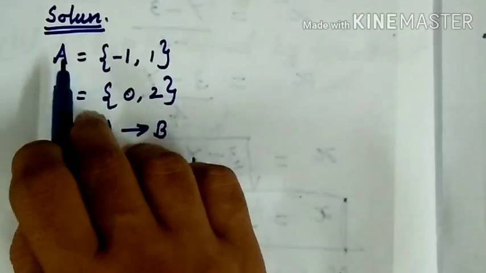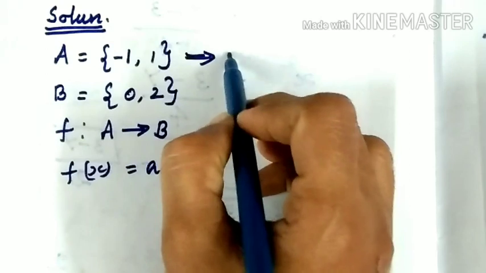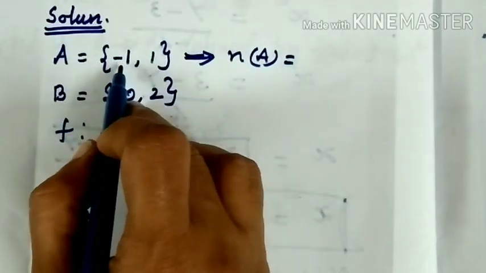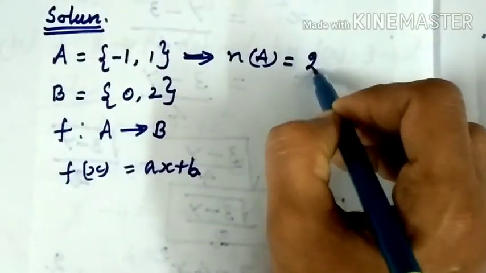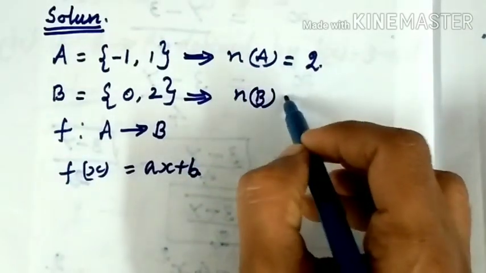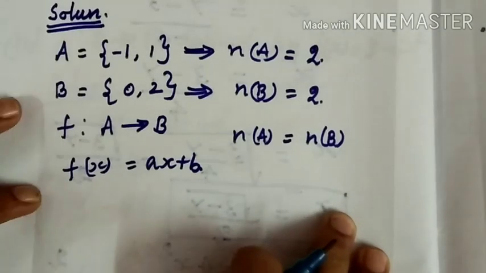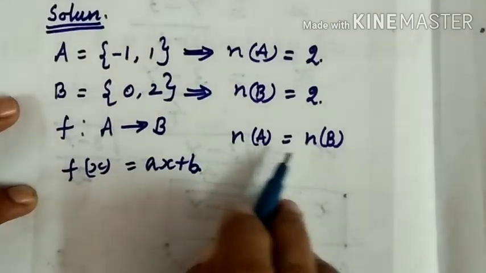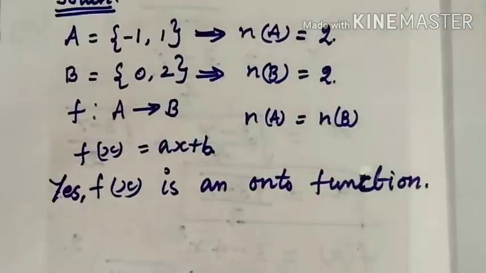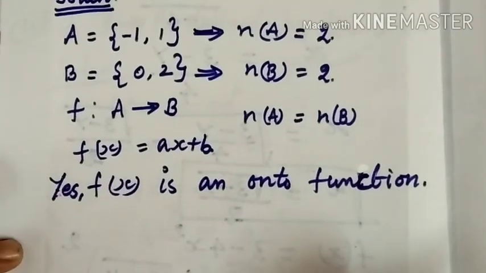See, set A equal to {-1, 1}. Therefore, n of A is equal to the number of elements in set A. How many elements are there? 2 elements. Then n of B also has 2 elements, which means the cardinal number of set A and the cardinal number of set B are equal, that is n of A equal to n of B. Therefore, yes, f of x is an onto function.